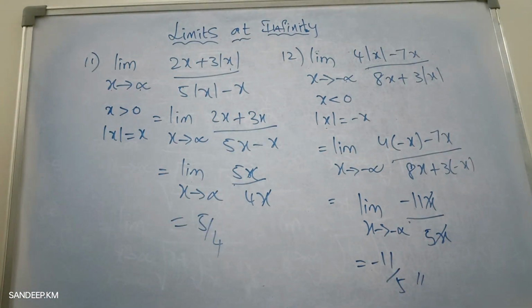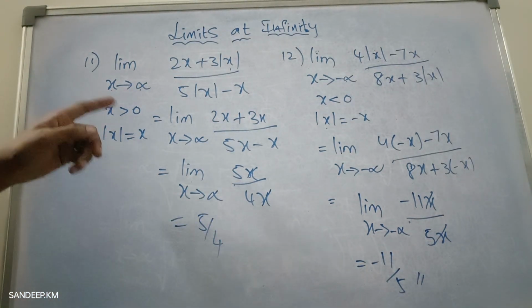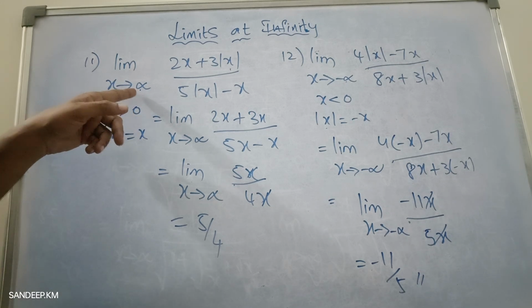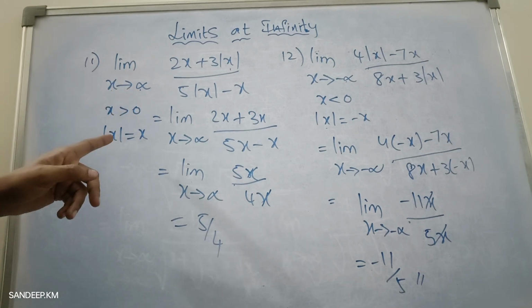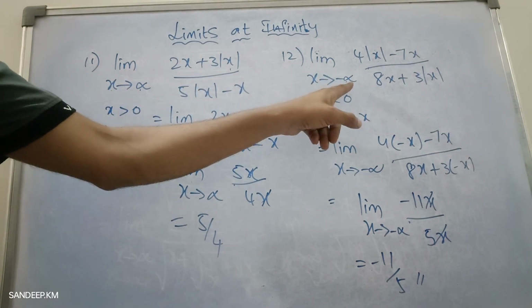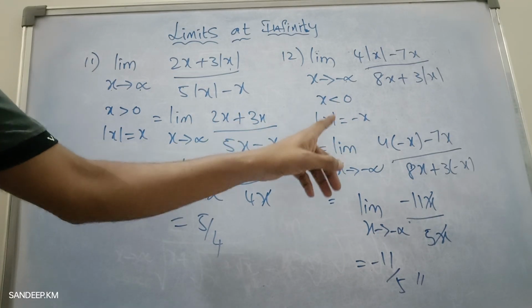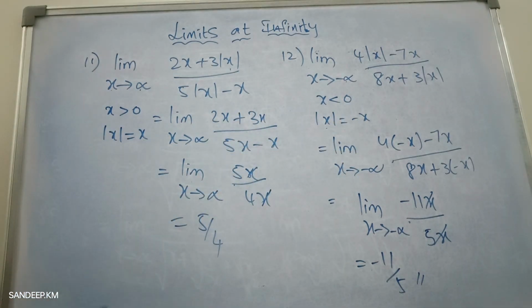Are you understanding this? How did we solve this question? When x is approaching plus infinity, x is a positive number, we will take mod x as x. And when x approaches minus infinity, x is a negative number and we will take mod x as minus x. Simple, correct?